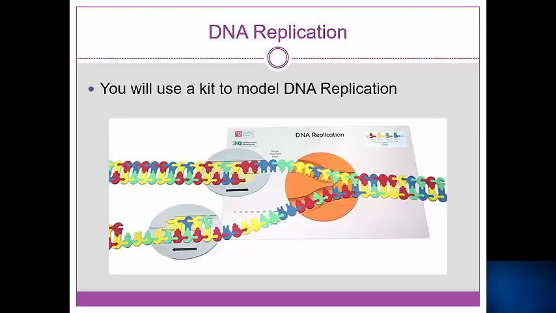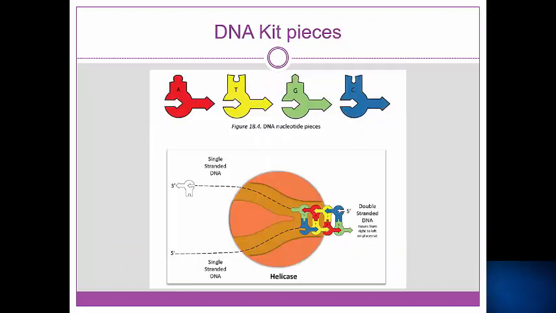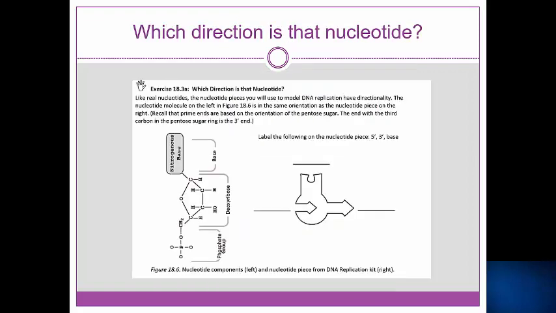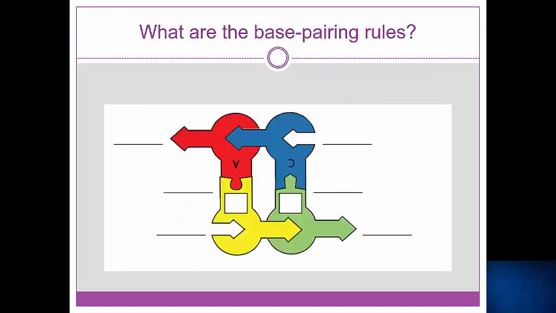In lab, we would have used a DNA model kit to simulate DNA replication. In your manual, you can see each piece that would have represented the 4 different nucleotides. You can also see the orientation of each piece and how each piece represents the 5' phosphate group, the 3' hydroxyl group, and the nitrogenous base. This slide and activity reinforces the base pairing rules and the 5' to 3' orientation of the 2 DNA strands as they run anti-parallel to one another.